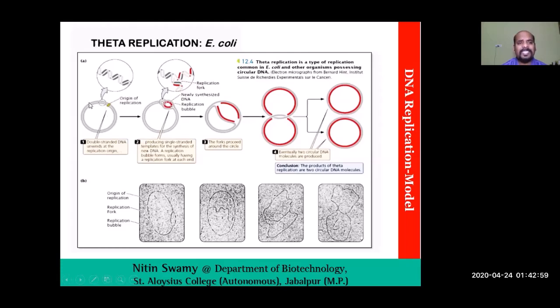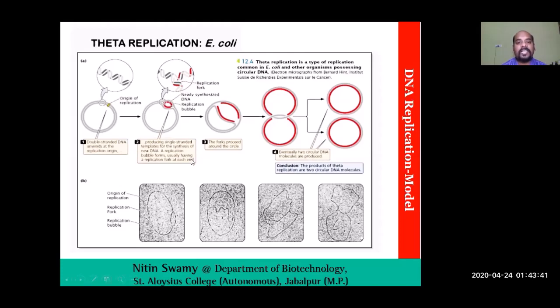And in this diagram, we can see this is a double-stranded DNA, and here we have one origin of replication. Now, this origin of replication would open up and create a replication bubble, and the DNA would melt somewhat, and after that, the forks are produced around the circle. Now we have replication forks, and these forks would go on to make new DNA, and ultimately two circular DNA molecules are produced. That is how one cell is converted into two daughter cells, and the cycle would go on.